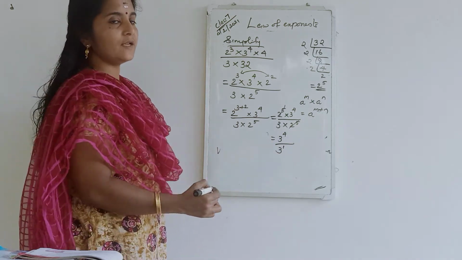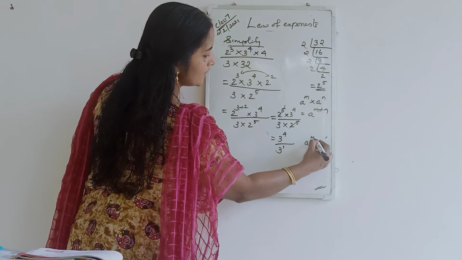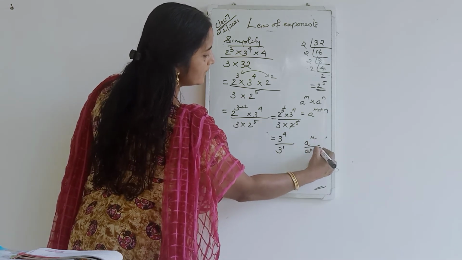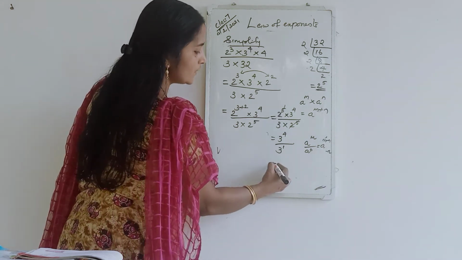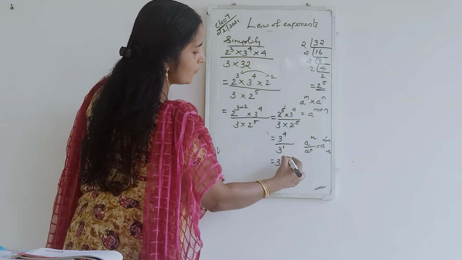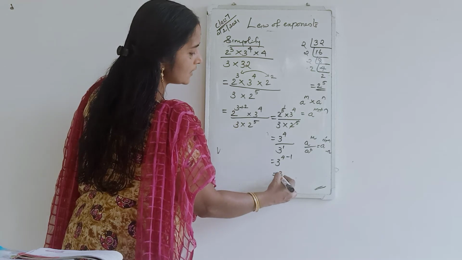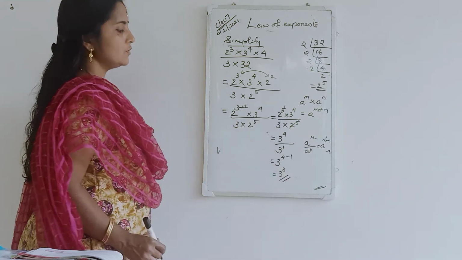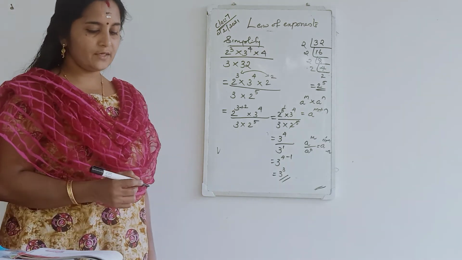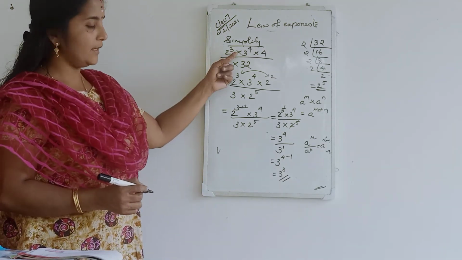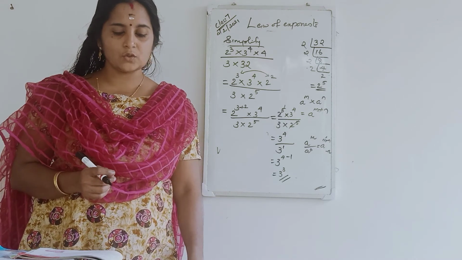Then we can apply which law? a raised to m by a raised to n equals a raised to m minus n. So we can write it as 3 raised to 4 minus 1. It is 3 cubed, 3 raised to 3. So the simplified form of the given expression is 3 raised to 3.